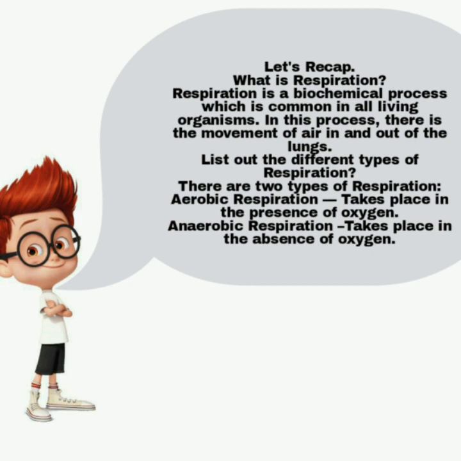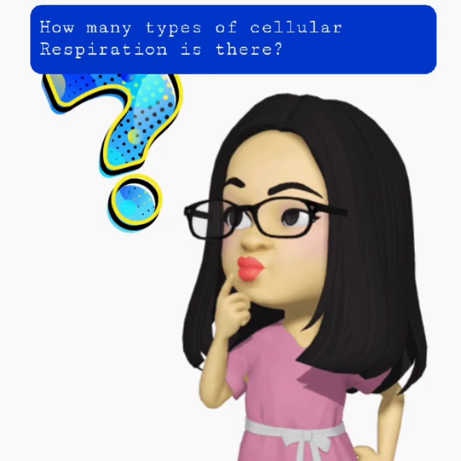Let's have a quick recap of respiration. Respiration is the process by which energy is released from food. This usually needs oxygen. The reaction of food with oxygen is called oxidation. So basically this is a catabolic process in which stepwise breakdown of respiratory substrate, mainly glucose, occurs and energy is released. Now the question should come in your mind: how many types of cellular respiration are there?